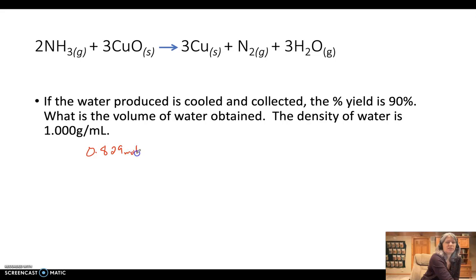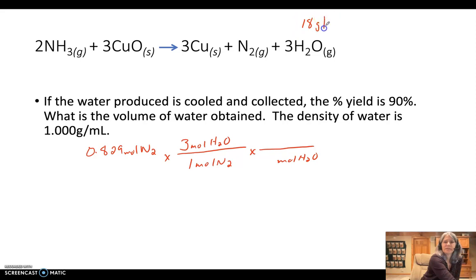0.829 moles of nitrogen. That's how much nitrogen we get. If we get that much nitrogen, how much water do we get? Well, we can tell because we can see here that for every mole of nitrogen, we're going to get 3 times as many moles of water. And then if we convert our moles of water to mass of water, remember that water has a molar mass of 18 grams per mole. So 1 mole of water is 18 grams of water.